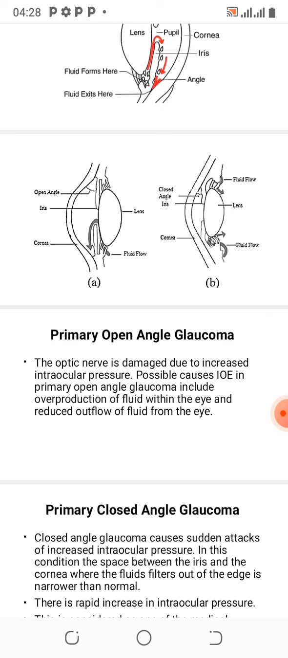Primary open angle glaucoma is where the optic nerve is damaged due to increased intraocular pressure. The possible causes of increased intraocular pressure in primary open angle glaucoma include overproduction of fluid within the eye and reduced outflow from the eye.